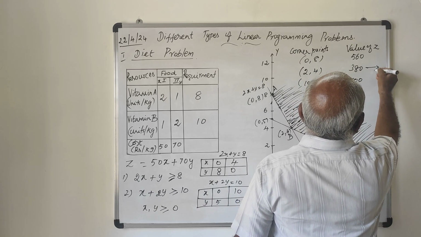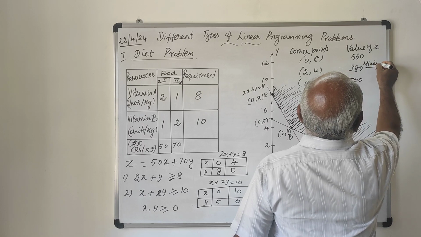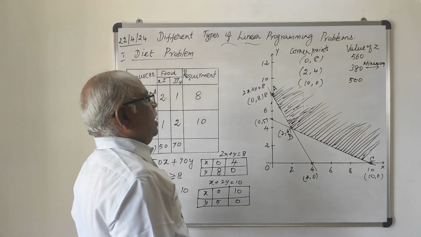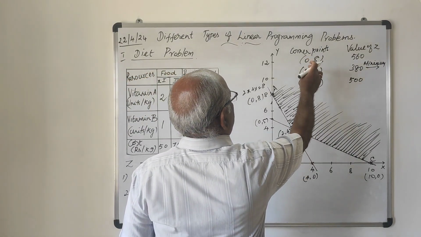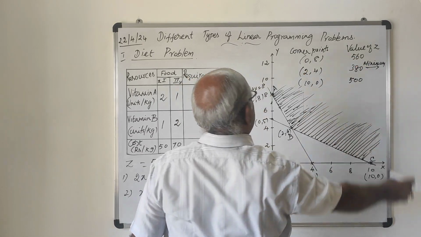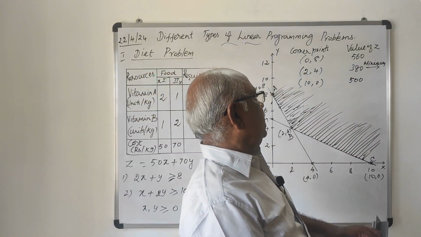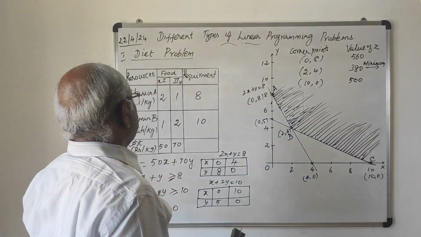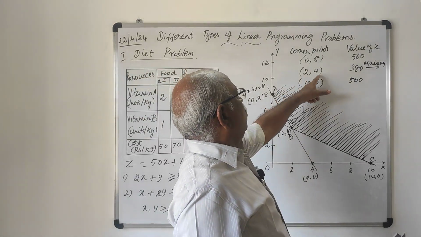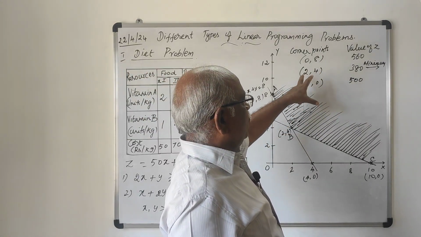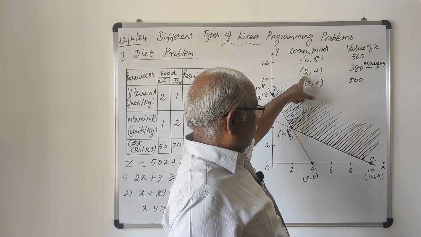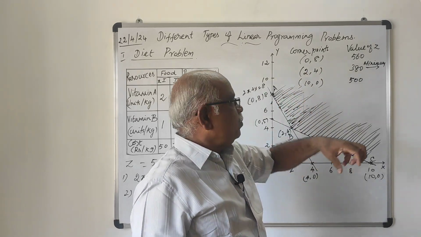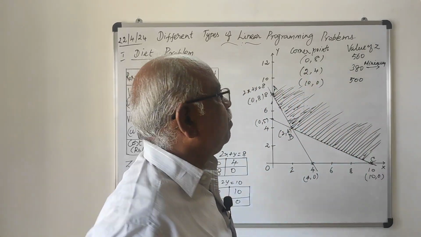So this is the minimum value. Where should we get the minimum value of Z? It is at the point 2, 4, where the minimum value of Z is 380. The cost of the mixture is minimum, that is 380, at the point 2, 4. So 2 kgs of food 1 and 4 kgs of food 2. If you apply 2 kgs of food 1 and 4 kgs of food 2, that mixture will give you the minimum cost, that is 380.